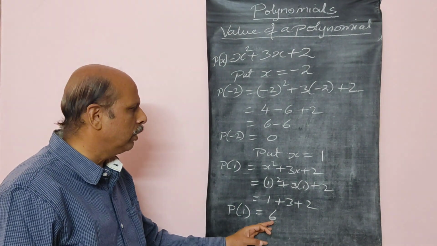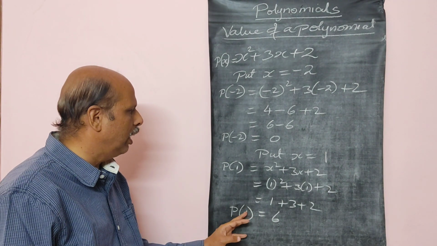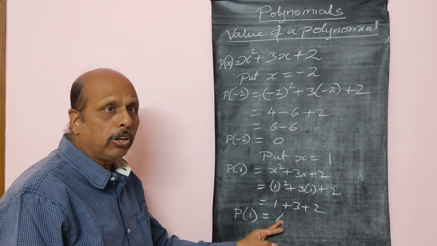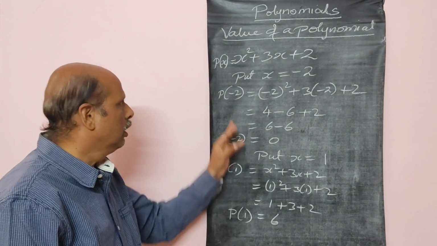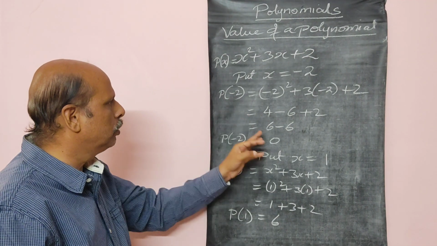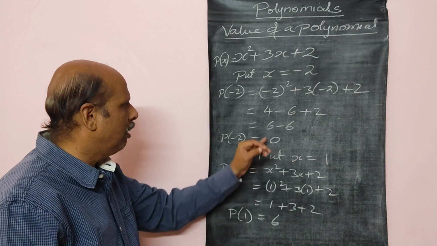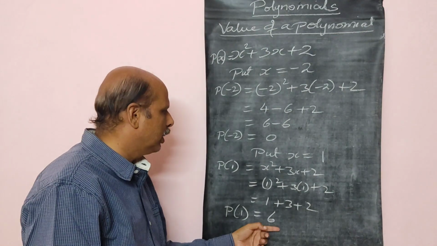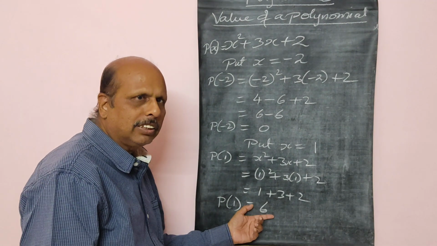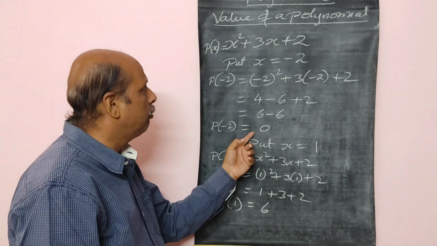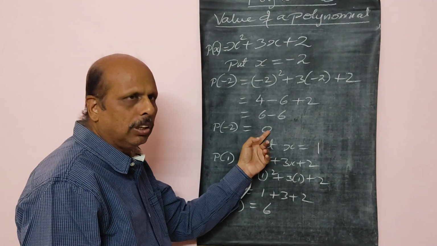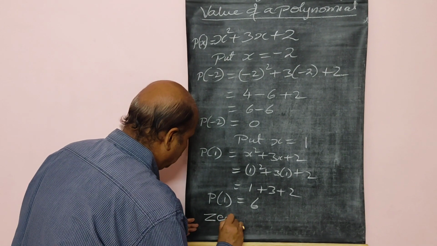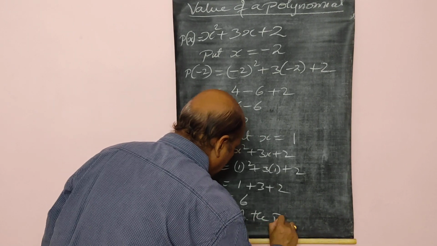So the value of the polynomial is the value for a particular value of the variable x. The value of the polynomial at x is equal to 1 is 6, and at x is equal to minus 2 it is 0. So if the value of the polynomial is 0, then it is also called the 0 of the polynomial.